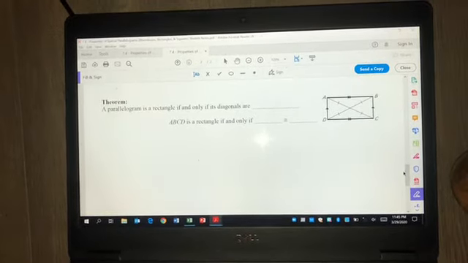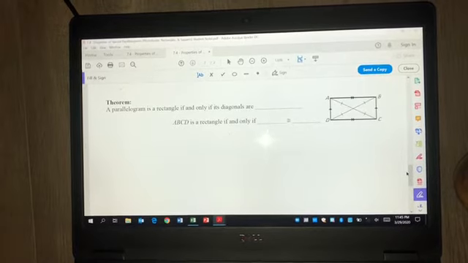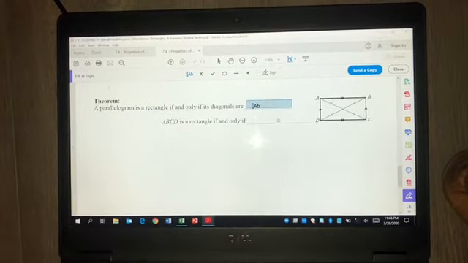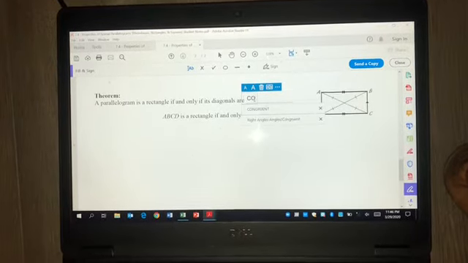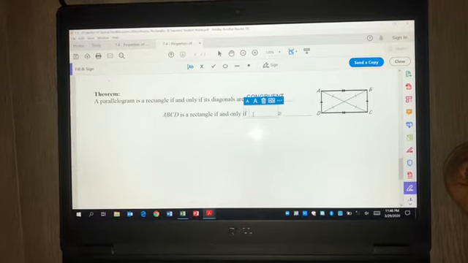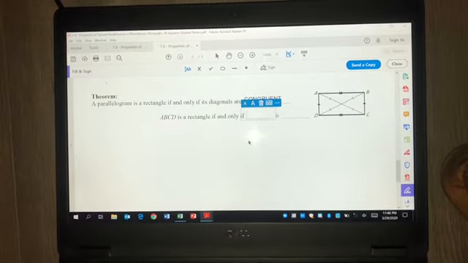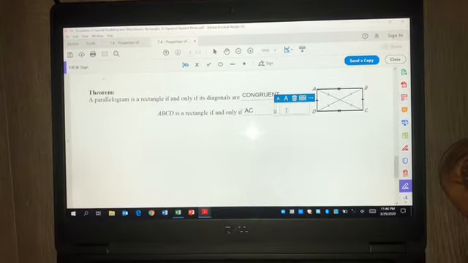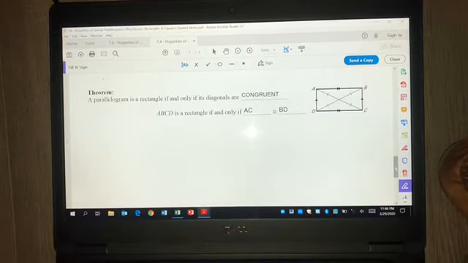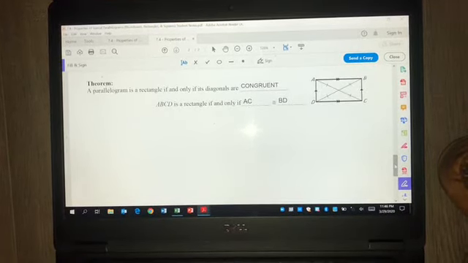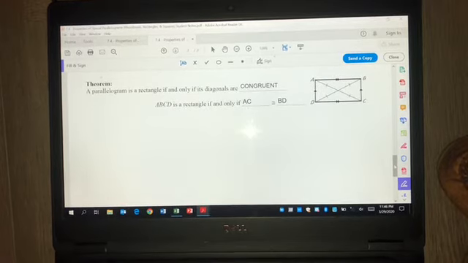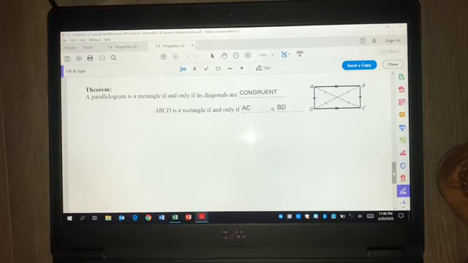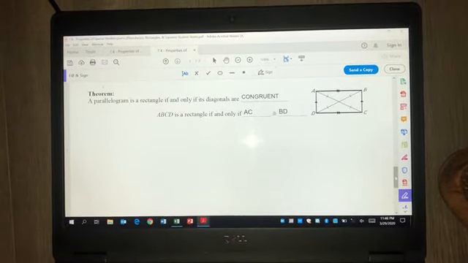A parallelogram is a rectangle if and only if its diagonals are congruent. ABCD is a rectangle if and only if diagonal AC is congruent to diagonal BD. Those are the notes for section 7.4. Next, I will show you how to fill out the foldable for a rhombus, rectangle, and square.